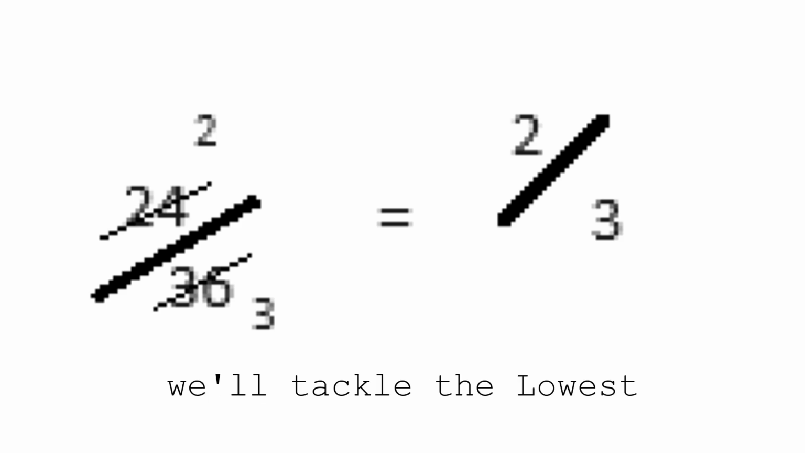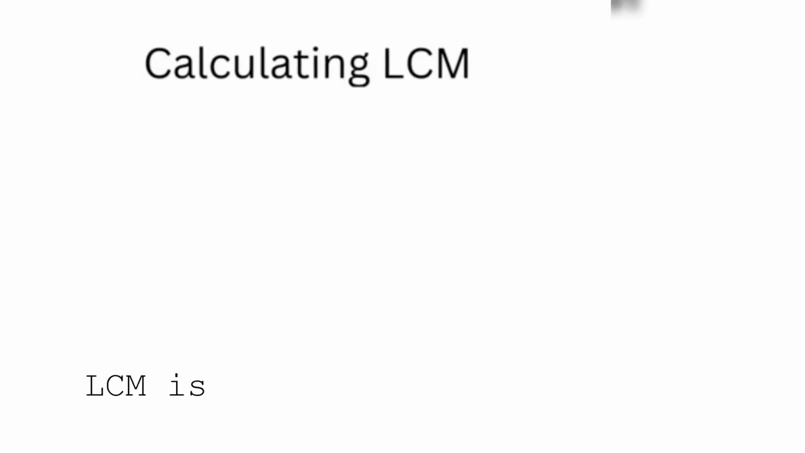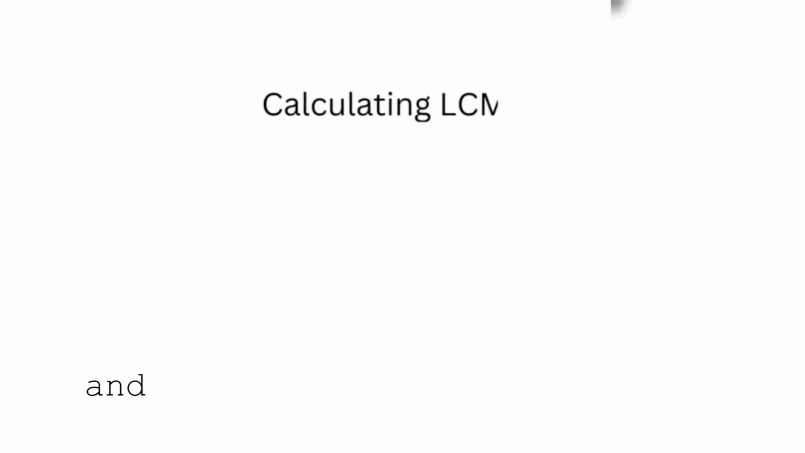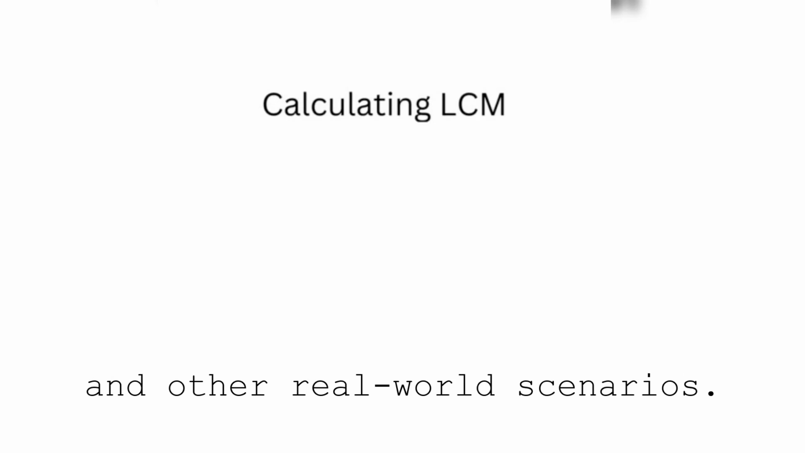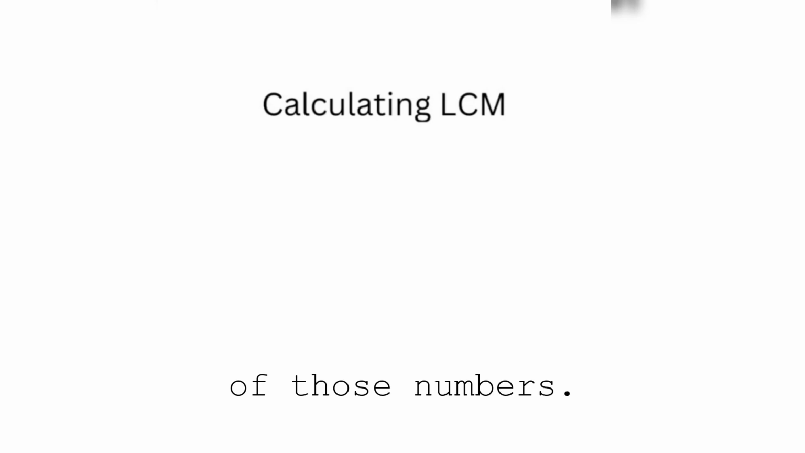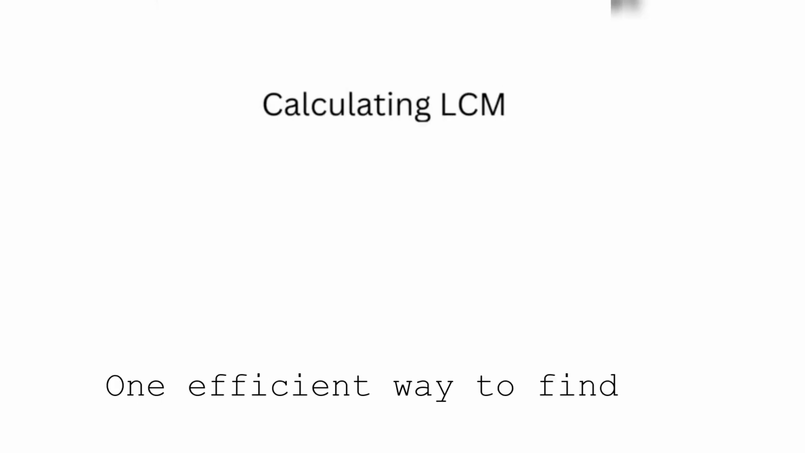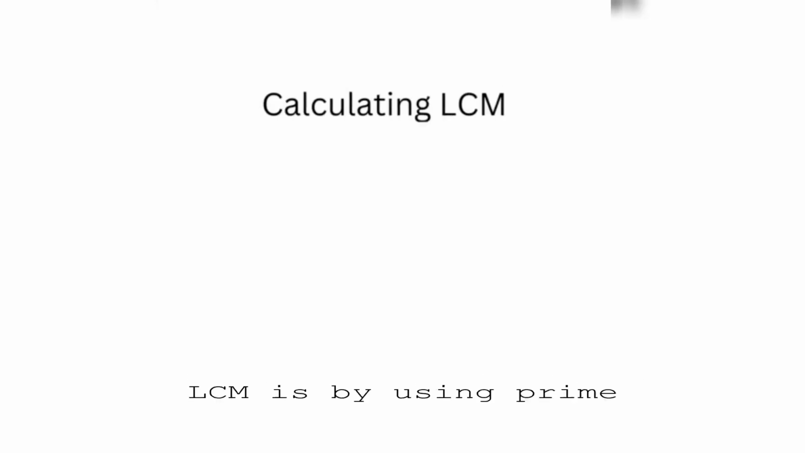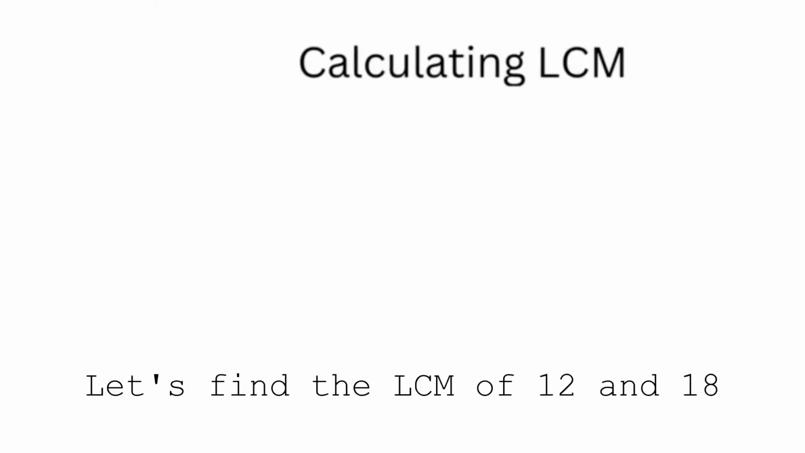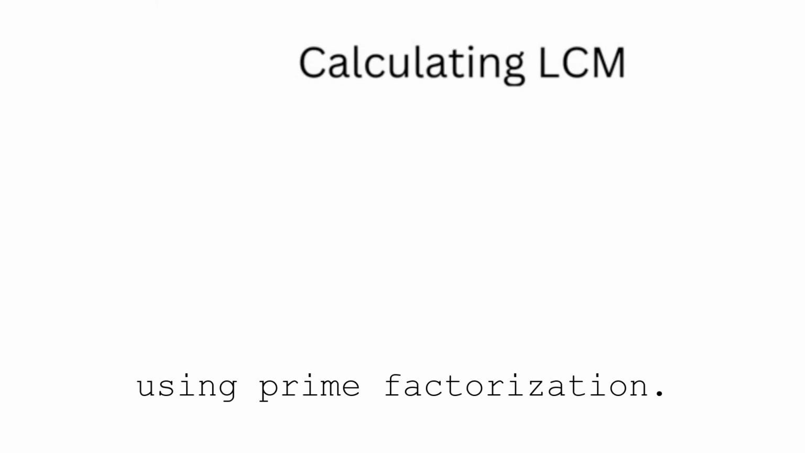Next, we'll tackle the lowest common multiple. LCM is a key concept in solving problems involving time, distance, and other real-world scenarios. The LCM of two or more numbers is the smallest number that is a multiple of each of those numbers. One efficient way to find the LCM is by using prime factorization. Let's find the LCM of 12 and 18 using prime factorization.